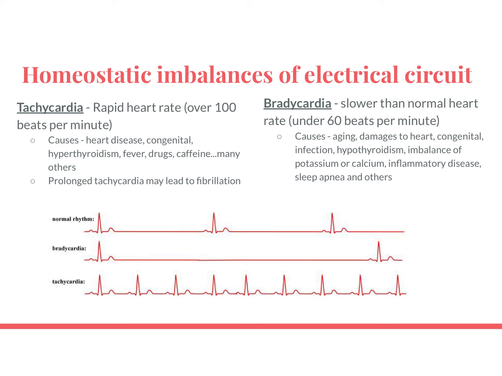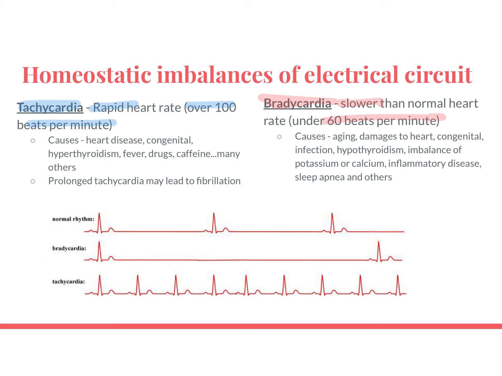Other things that can be seen on an EKG are rapid heartbeat and slow heartbeat. So tachycardia is a rapid heart rate over 100 beats per minute, and bradycardia is a slower than normal heartbeat, under about 60 beats per minute. So there's lots of different causes of each of these.